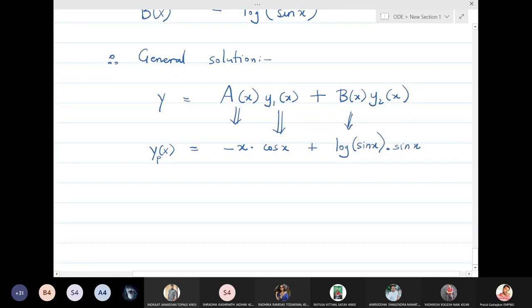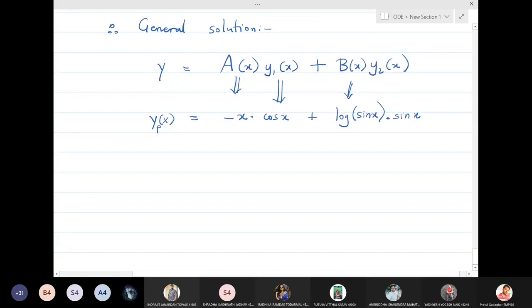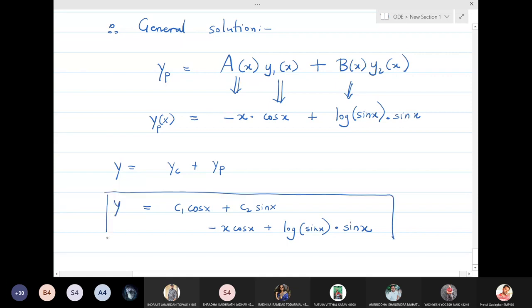See, there is no c1 and c2 here, right? Which is actually your particular integral, and therefore the general solution, let me write here yp. Therefore, the general solution y is yc + yp, which is c1 cos x + c2 sin x minus x cos x plus log of sin x into sin x. This becomes your complete solution, which is your general solution.